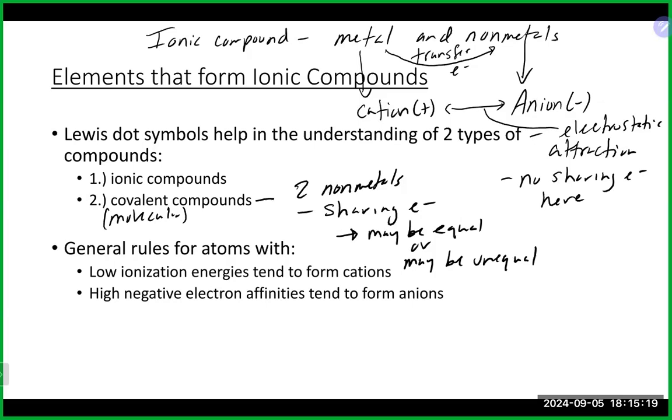And things with high negative electron affinity, remember, electron affinity is the energy change that occurs when somebody gains an electron. That increases as you go to the upper right of the periodic table and decreases as you go down. Those guys will tend to form anions. So if you have a pretty high electron affinity, that means you probably picked up some electrons along the way, and you're going to become negatively charged. Any questions on that?